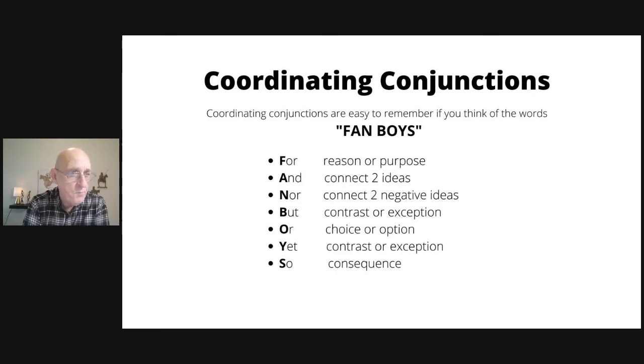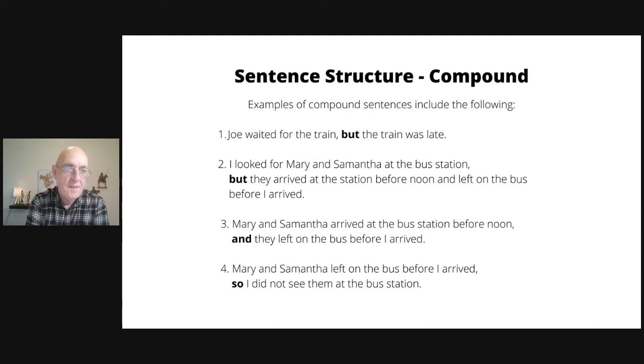So we have simple sentences. When we join two simple sentences together, we end up with a compound sentence. So here's some examples of these compound sentences in use. Joe waited for the train, but the train was late. I looked for Mary and Samantha at the bus station, but they arrived at the station before noon and left on the bus before I arrived.